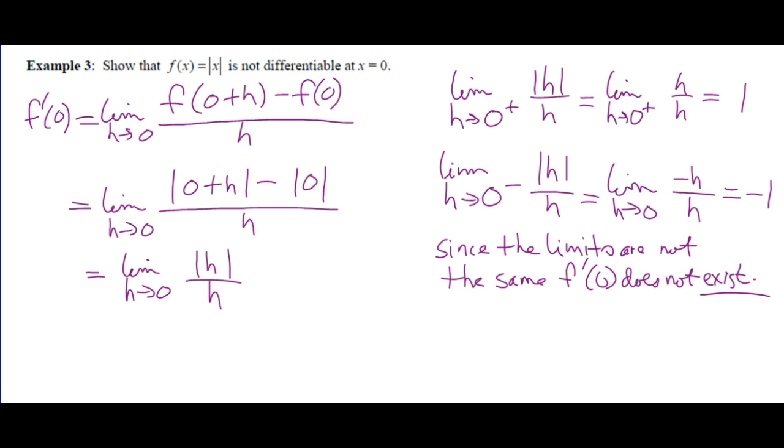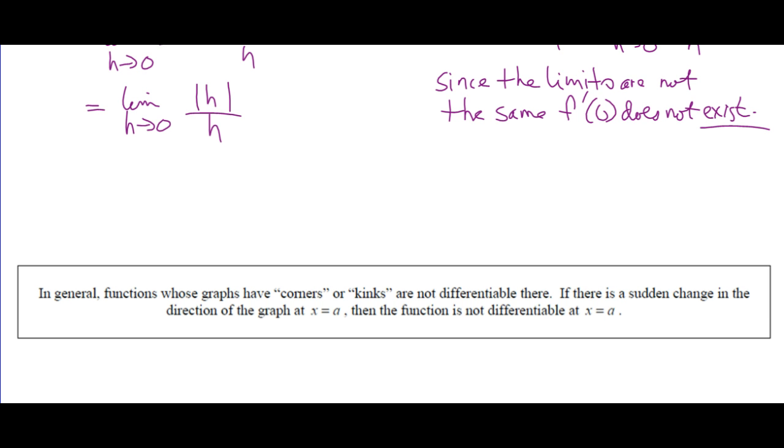And then is there something at the bottom? In general, functions whose graphs have corners or kinks are not differentiable there. If there's a sudden change in the direction of the graph at x equals a, then the function is not differentiable at x equals a. Okay, so you need a gradual change, a gentle. Think of a nice little cubic, gently.